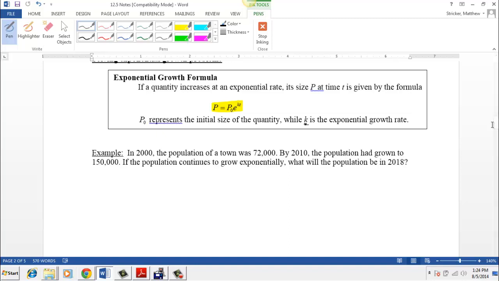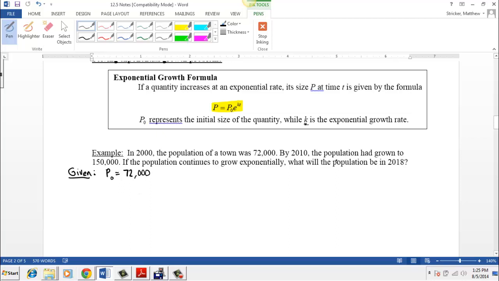So let's see how this might work for a problem. Example below says in 2000 the population of a town was 72,000. By 2010 the population had grown to 150,000. If the population continues to grow exponentially, what will the population be in 2018? Alright, so again, if we write down what's given, it says in 2000 the population of the town was 72,000. Well, what is that? That's the initial population. That's the P0, 72,000.